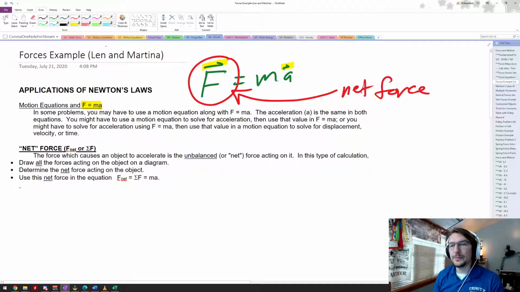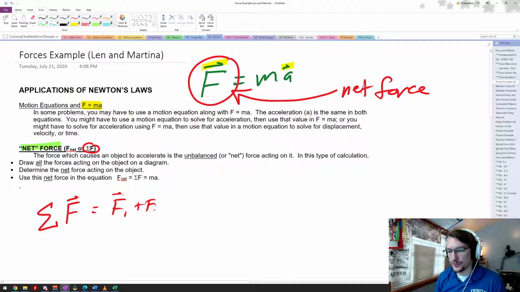And what we mean by a net force here is it is a summation or an addition of many forces here. So you see this little symbol, this sigma here, that is a summation. It's the addition of many things. We are adding up a lot of forces. So this is like, force 1 plus force 2 plus force 3 plus however many forces you have. We're adding them up, okay? That's what we're doing here.